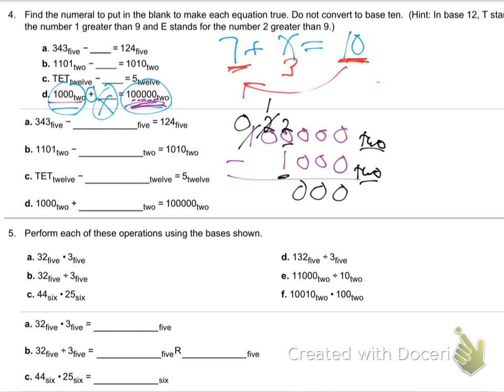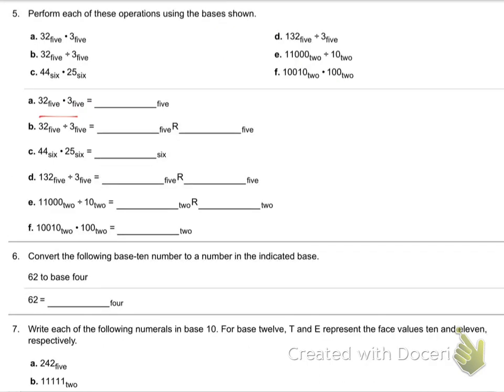Here we go, 2 minus 1 is 1. 1, right, because this is now 2 minus 1, and this is 1 minus nothing, and the other one's nothing. So there we go, 1100 base 2. Okay, so part A, 3, 2, base 5, times 3, base 5. We're multiplying in the base 5 system.